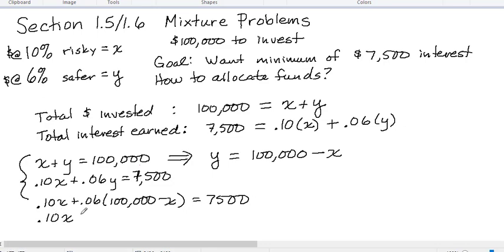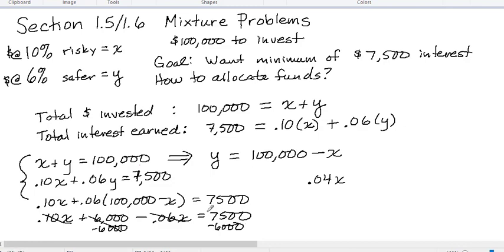So 0.10x plus distribute 6,000 minus 0.06x equals 7,500. Combine like terms. 0.10x minus 0.06x is 0.04x. Take the 6,000 and subtract it from both sides, and you get 1,500. Divide by 0.04, divide by 0.04, x equals 37,500.